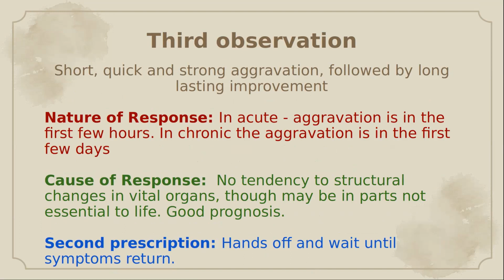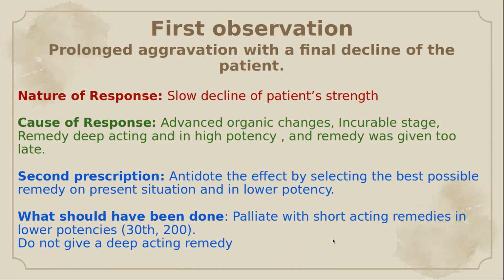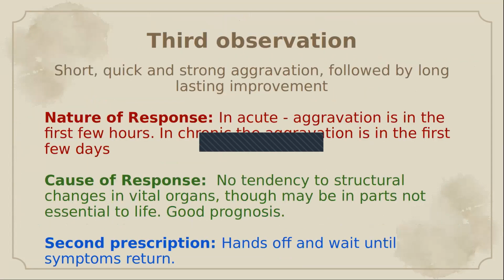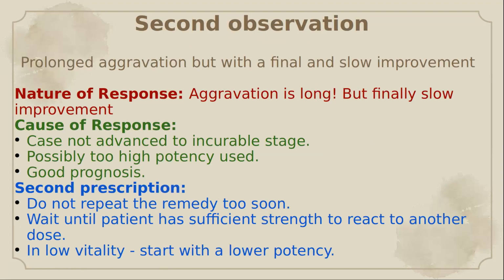I have a question about why there should be so much aggravation, this prolonged aggravation, rather than an aggravation that lasts a very short time in an acute case. Because the case is advanced and we have given the higher potency. What do you mean by higher potency? It means above 200, above 1 M, 10 M.